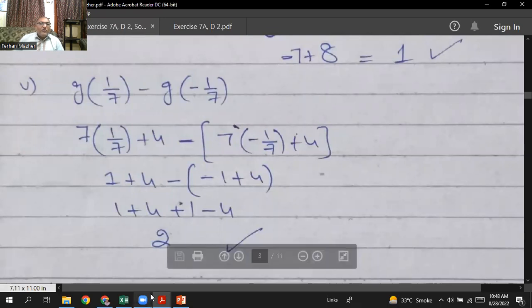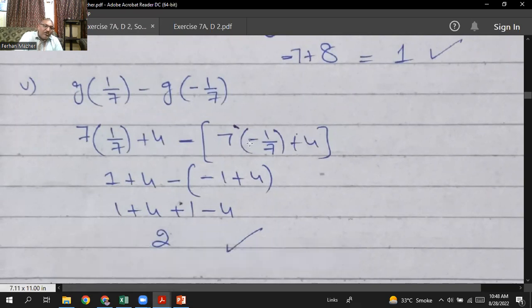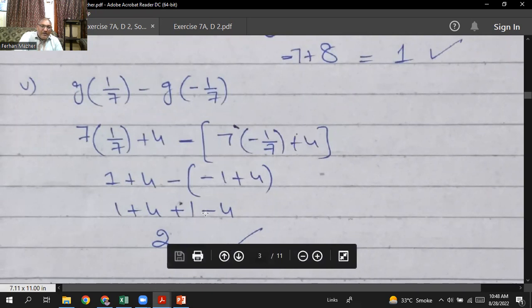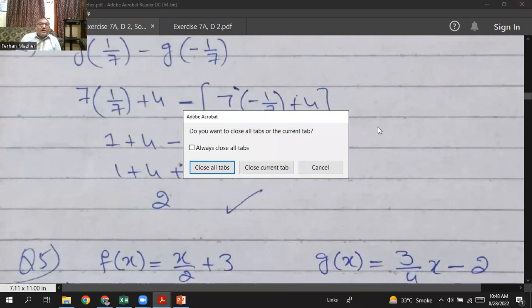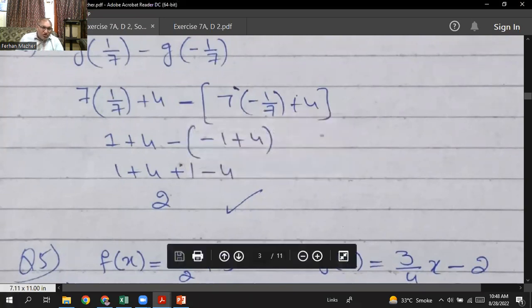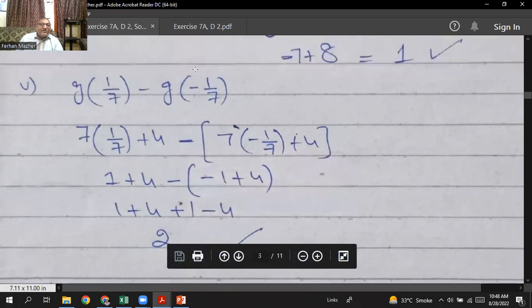So what I will do, I put a square bracket here. Then you have 7, and in the x I put minus 1 by 7, plus 4. So this will be minus 1 plus 4 inside the square bracket. So it will be plus 1 and minus 4 when I open this bracket. So you will have 1 plus 4 plus 1, and then you have minus 4. So it will be 2. So the answer will be 2. Okay. So hopefully you understand.